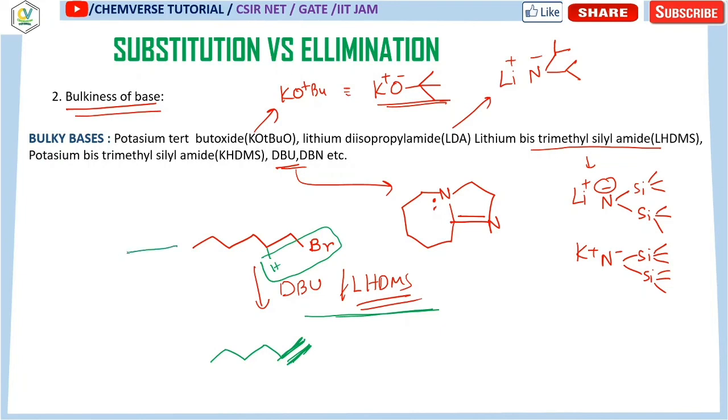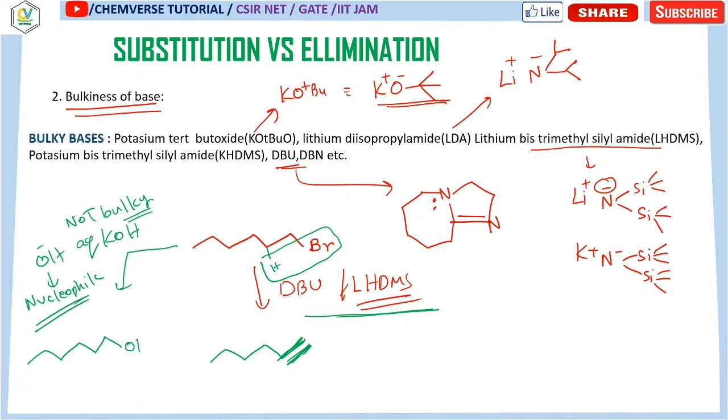But the scenario is completely different if I use aqueous KOH. It is not a bulky group, and that is why this OH minus can act as a potent nucleophile. So when a nucleophilic base is used, then there is a possibility of the formation of this kind of substitution product. So the substituted product is obtained. Clear? So bulkiness of the base basically makes it non-nucleophilic.